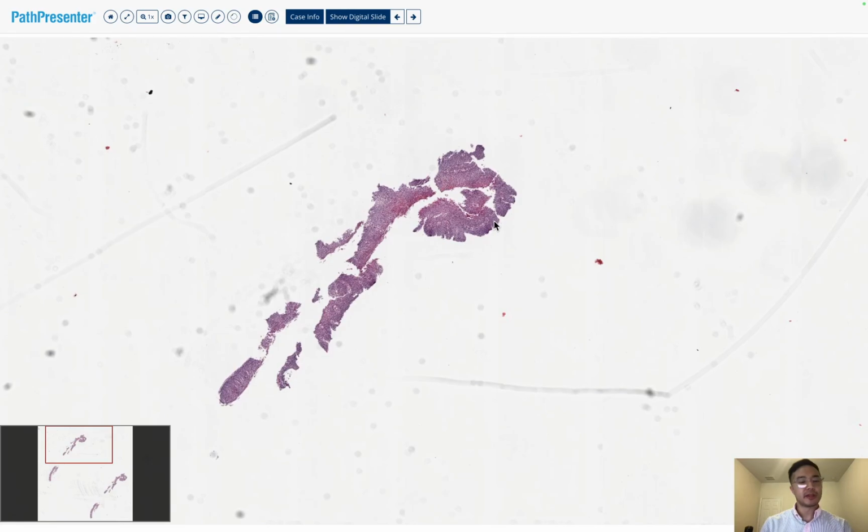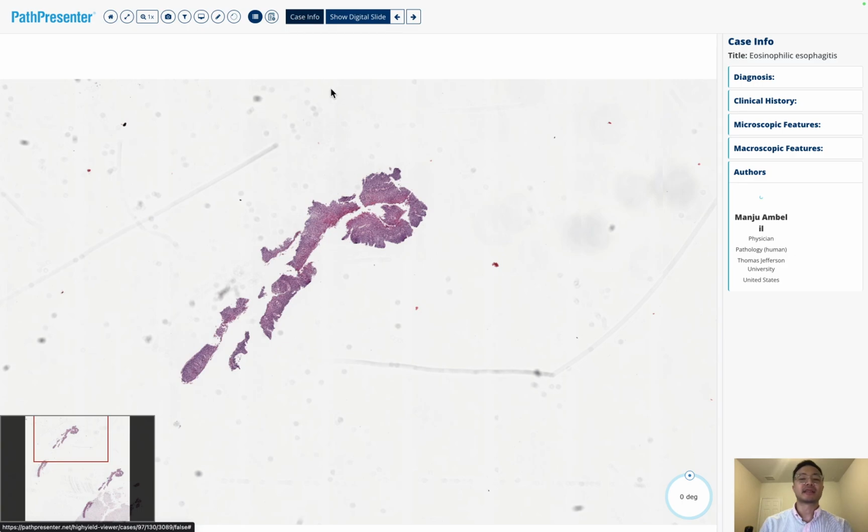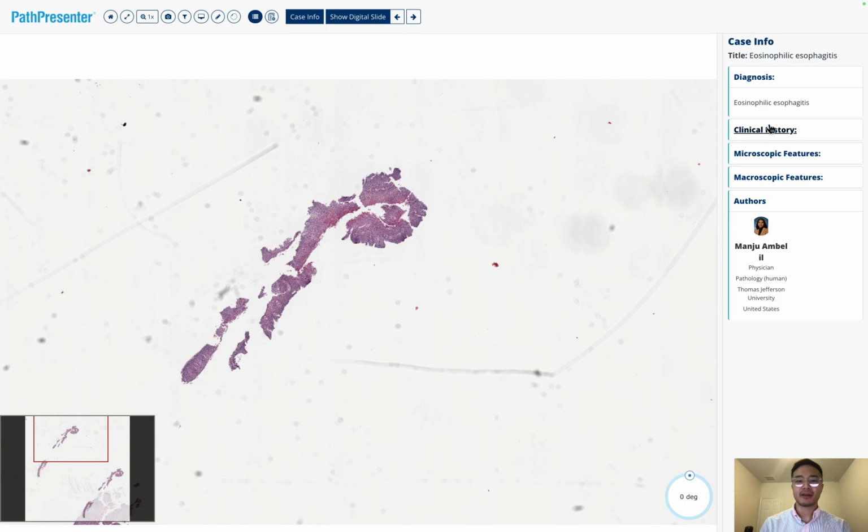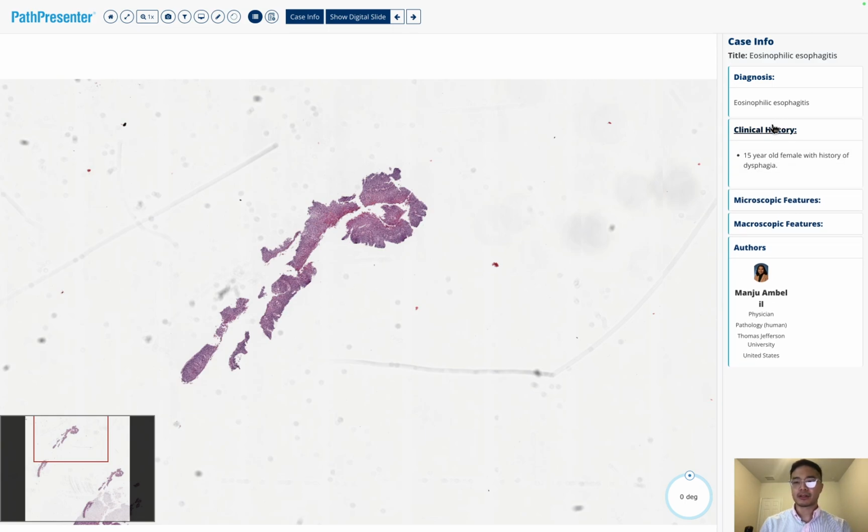Without further ado, thank you to Pathpresenter for this case of an esophagus case. And this will be eosinophilic esophagitis. Okay, let's see the clinical history. This is a 15-year-old female with history of dysphagia.